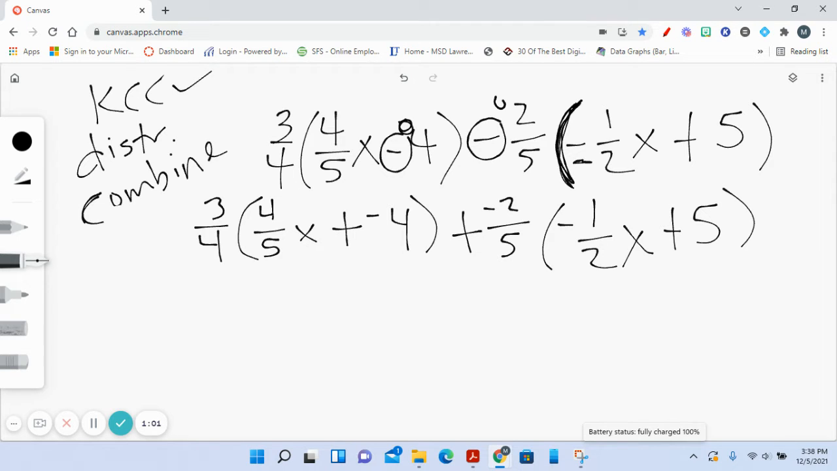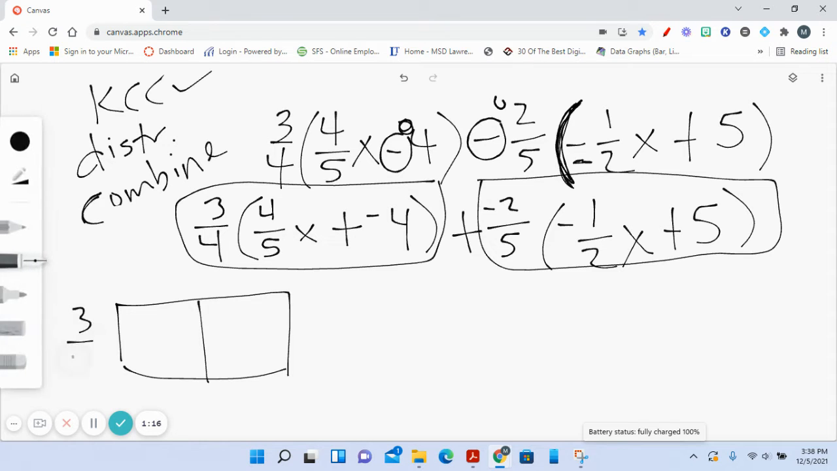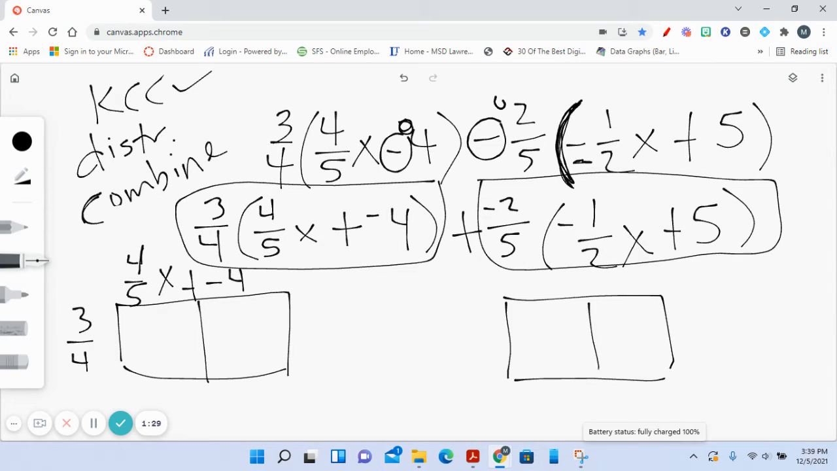Now we need to look for the distributive property. So again, I see two sets of parentheses, so we're going to make sure that we do the distributive property for both of these. So we'll go ahead and set up our boxes. 3/4, 4/5 x plus a -4. And then we've got -2/5 times a -1/2 x plus 5.